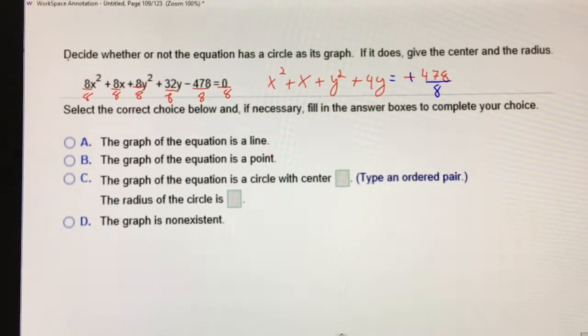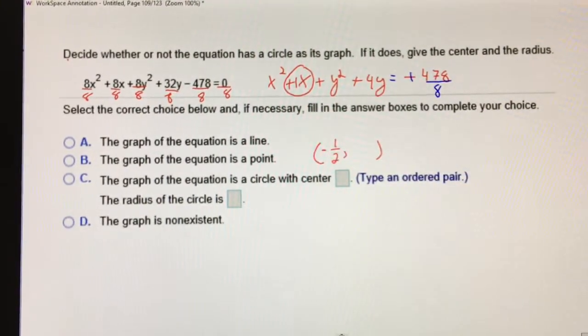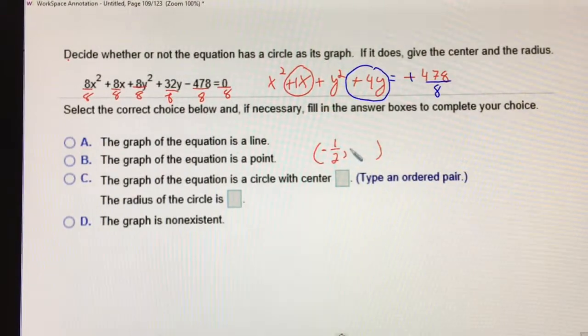And then I'm going to do my little move. I'm going to take half of that leading coefficient, which is 1. So half of 1 is 1/2, and then I change the sign. And then half of 4 is 2, and I change the sign.